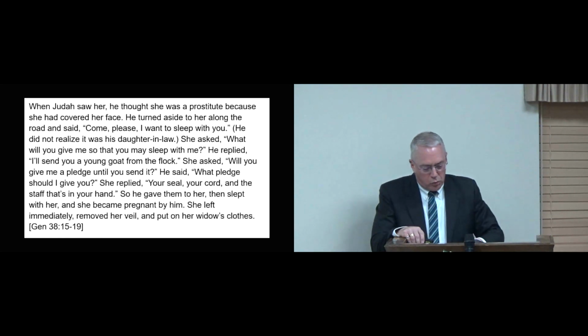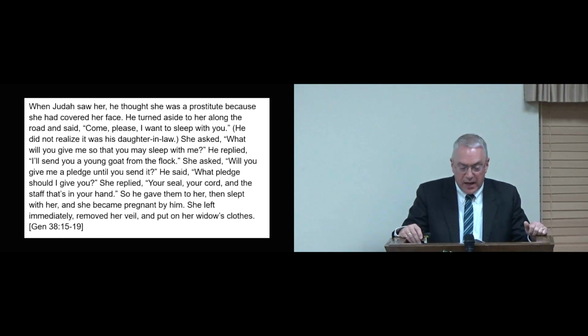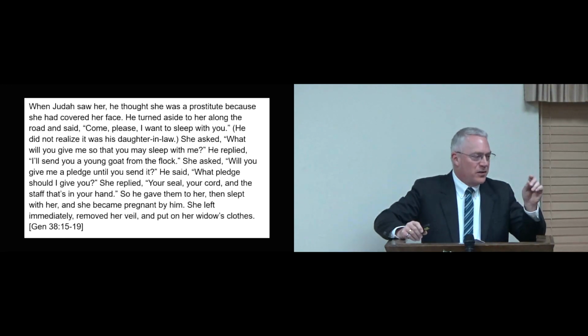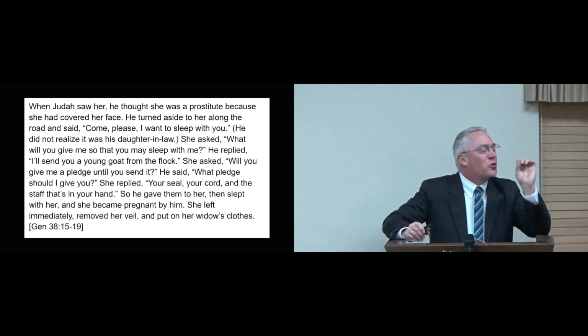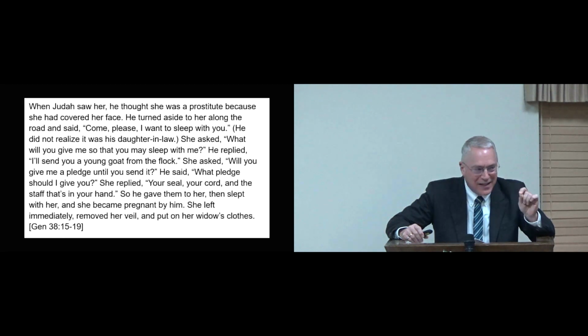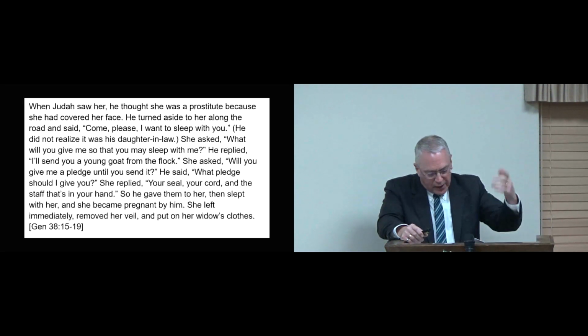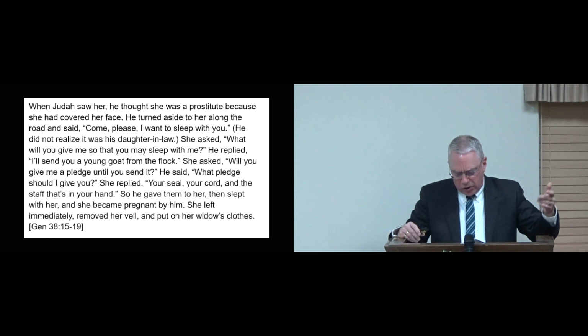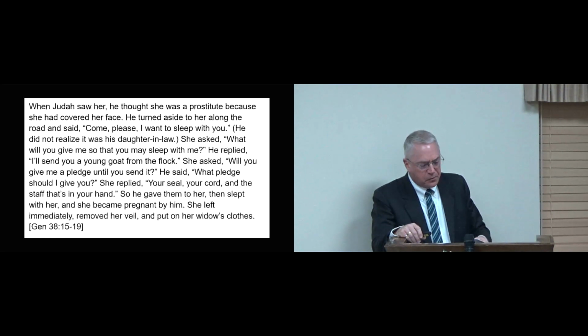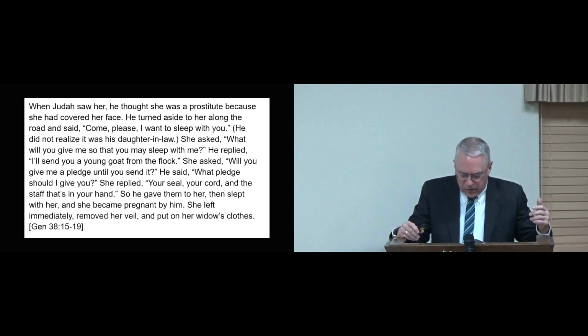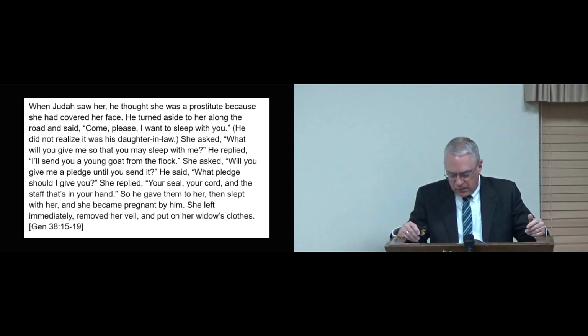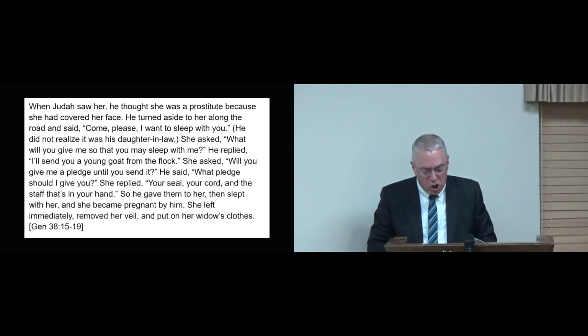She asked, will you give me a pledge until you send it? It's like, no, sorry. I'm not going to trust your IOU. You need to give me something valuable. What pledge should I give you? She replied, your seal, your cord, the staff that's in your hand. So he gave them to her, slept with her. She became pregnant. She left immediately, removed her veil, put on her widow's clothes.